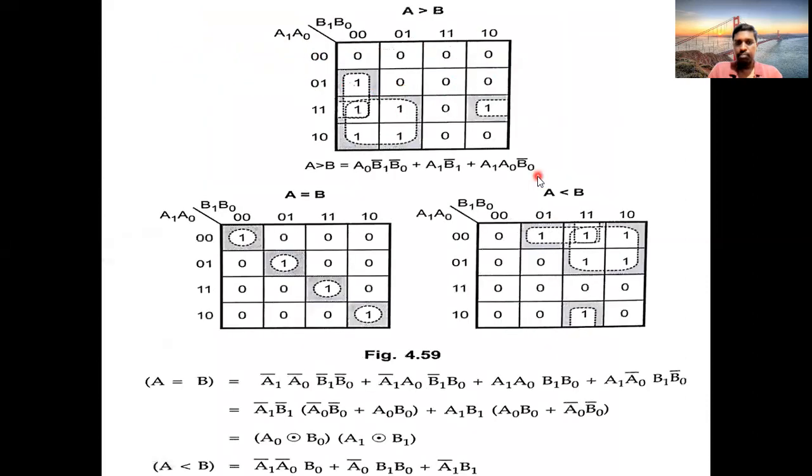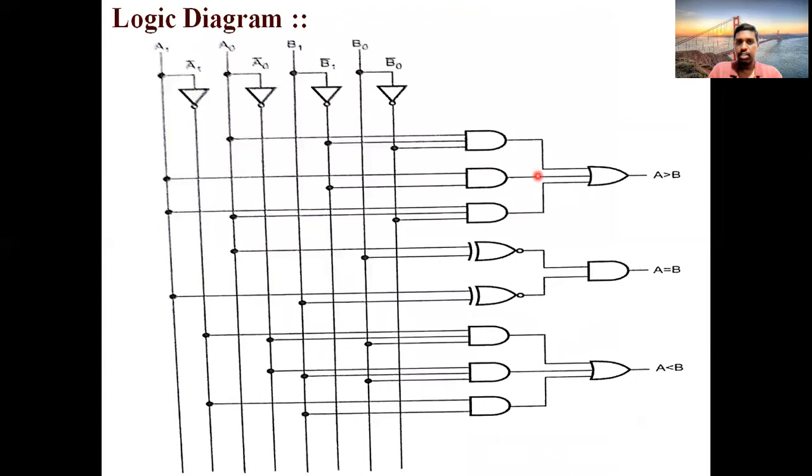And then by using K-map, please simplify them clearly and properly. You should group properly, and then finally, you should draw the logic diagram. So this is the concept of magnitude comparator.